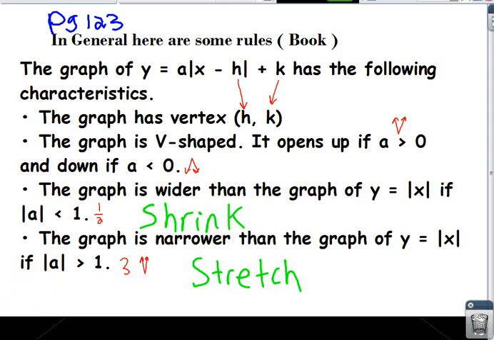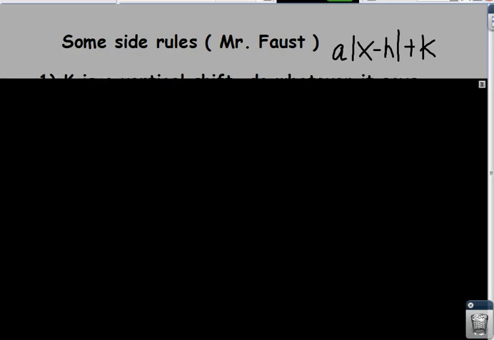Now, those are not the only notes you are going to get. Let's look at some examples from me. Okay, so here are some notes from me, Mr. Faust. That's the guy talking to you. So if we have this general function here you go.